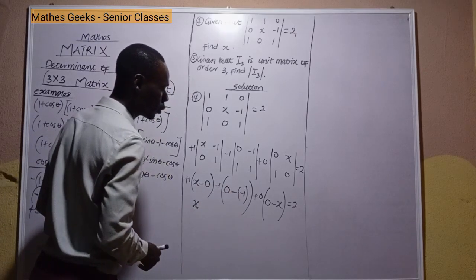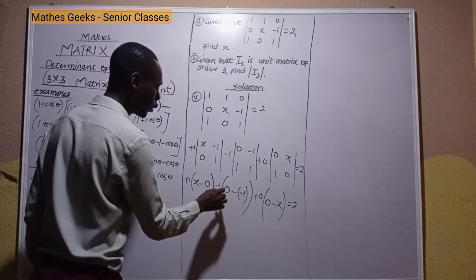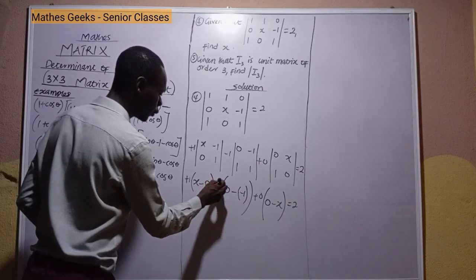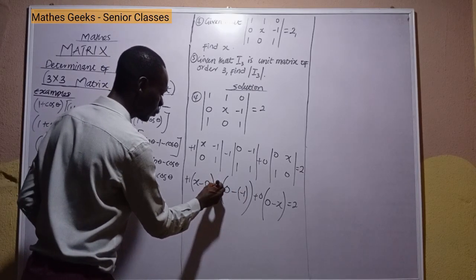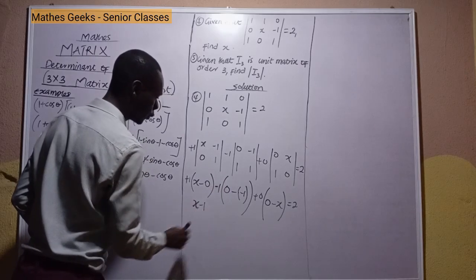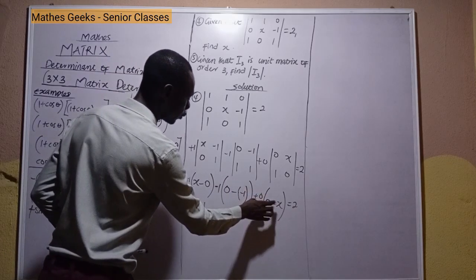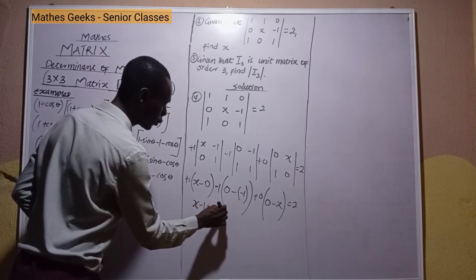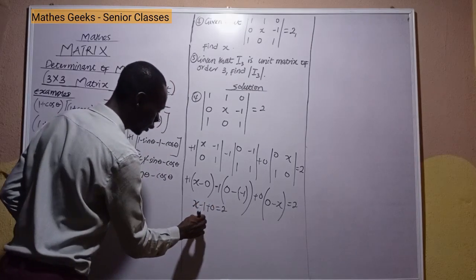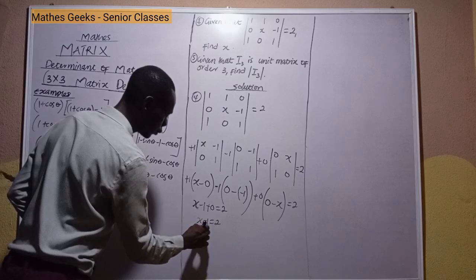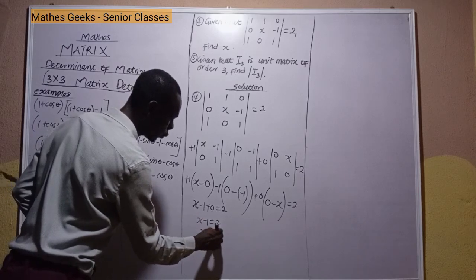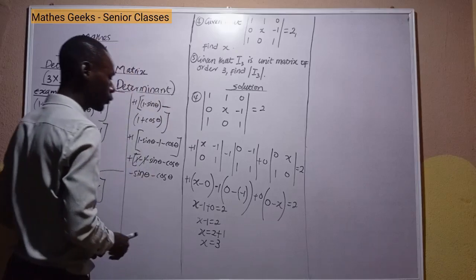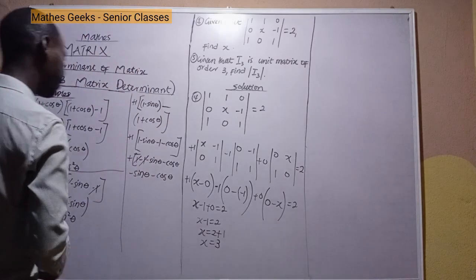Minus times minus will give us plus, so plus 1. 0 plus 1 is 1, plus 1 times minus 1 is minus 1. Minus 1. Minus 0 minus x is minus x. Minus times 0 is 0. Plus 0 is equal to 2. So x minus 1 is equal to 2. x is equal to 2 plus 1, and x is equal to 3. That's the value of x.